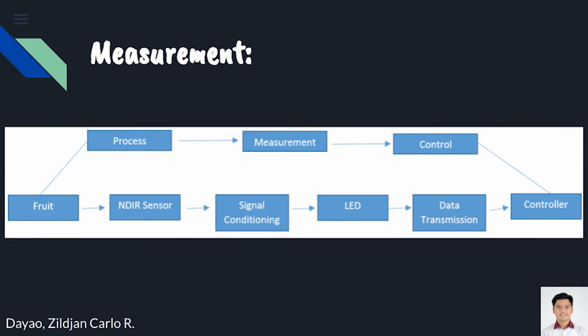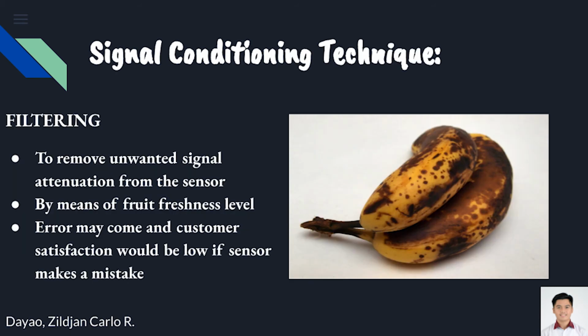Moving on, let us discuss our created measurement process for our project. It is almost the same as the original, but we modified the sensor to be NDIR, and instead of ADC, we will be using LED lights to trigger the fruit status actuation. To condition error signals, we selected the filtering technique in order to avoid mistakes that may label overripe fruits as good quality. Therefore, the customers will receive the best quality fruits.